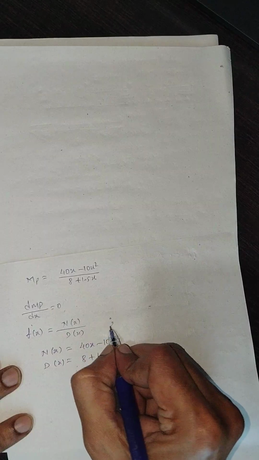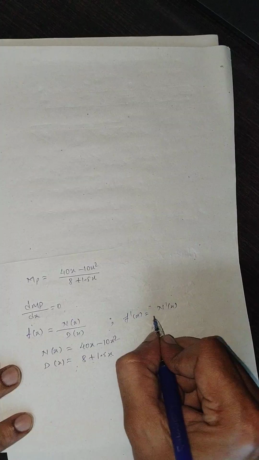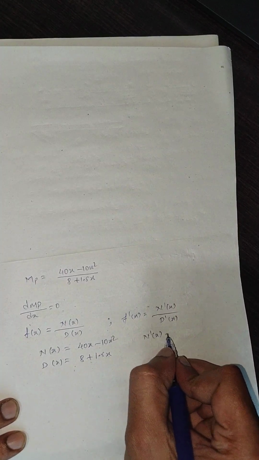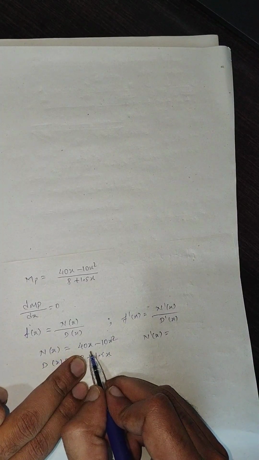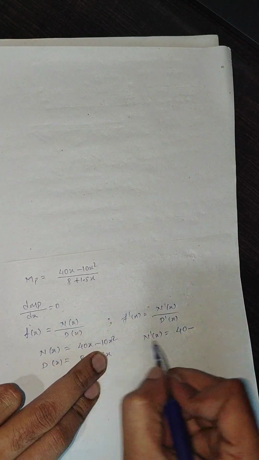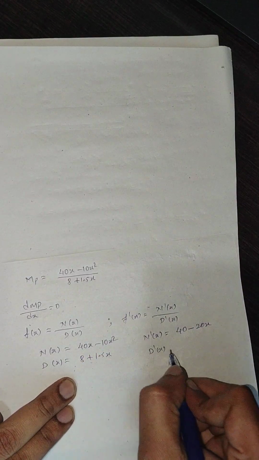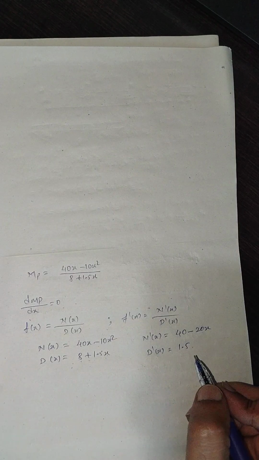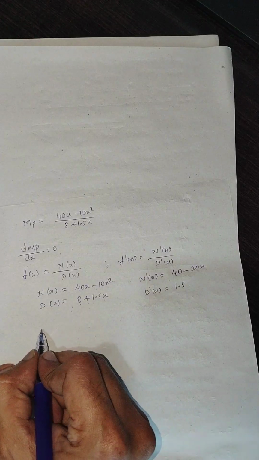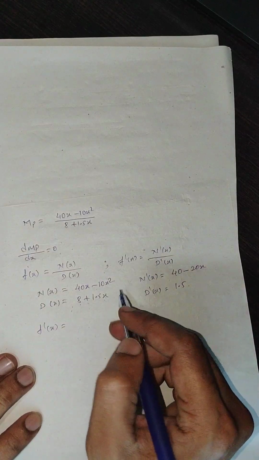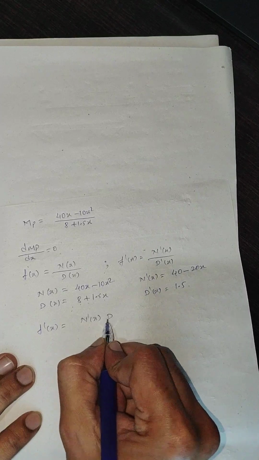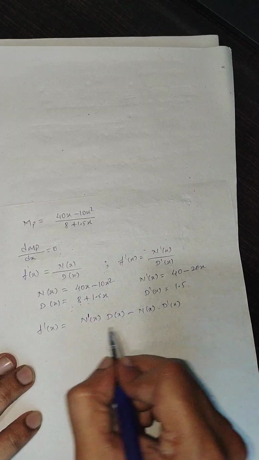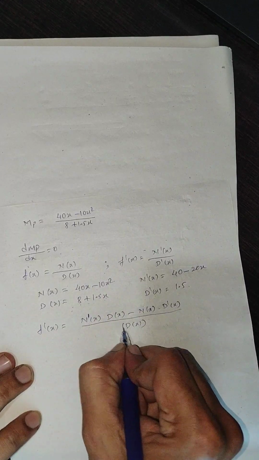Okay, so now if I want to write this f dash of x, it will be n dash over d dash, that is, differentiating the terms. If I differentiate n of x with respect to x, it is 40 minus x square is 2x, so 20x, and d dash of x, if I differentiate, it is 1.5 only. So now f dash of x in the simplified form is n dash times d of x minus n of x times d dash of x, whole divided by d of x whole square. So this is the equation.